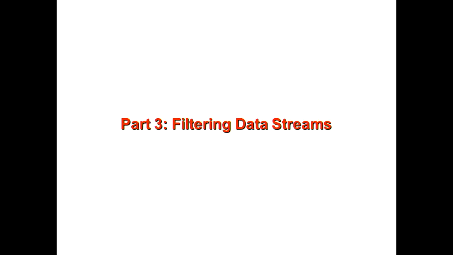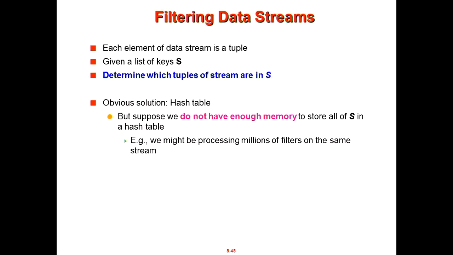Okay, so let's finish the last two topics. Part 3 is filtering, about data stream filtering. So let's look at what this problem is about. In this problem, each element of the data stream is a tuple, okay? And given a list of keys S, we want to determine which tuples of the stream are in S.